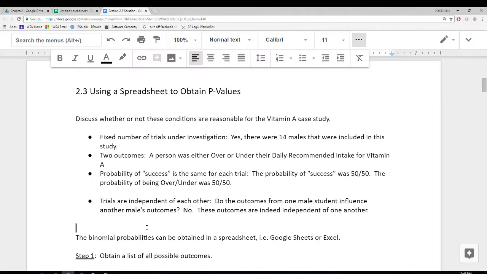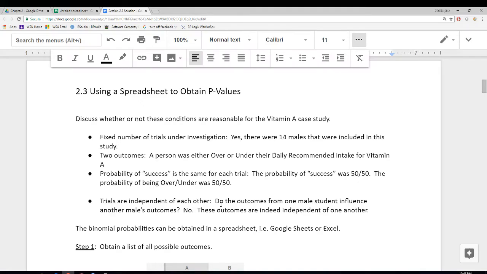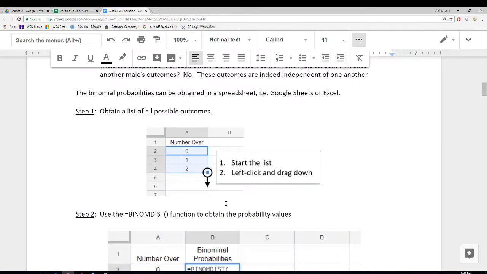So let's go ahead and use the binomial probability model to obtain the different probabilities. And we're going to use a spreadsheet to do this. The first step is to obtain a list of all the possible outcomes. We had 14 males in this study. The minimum number that would be over for the vitamin A intake would be 0, and the maximum number that could be over would be 14. So I need to create in a spreadsheet a list of numbers that go from 0 up through 14.